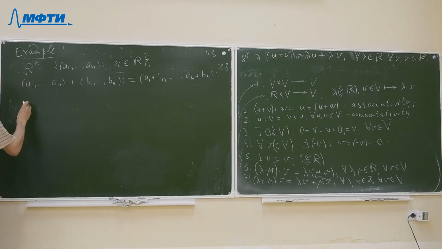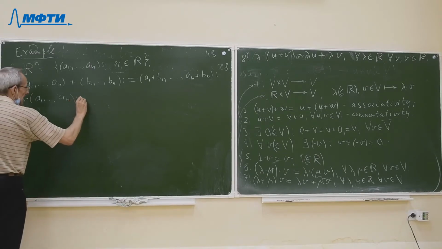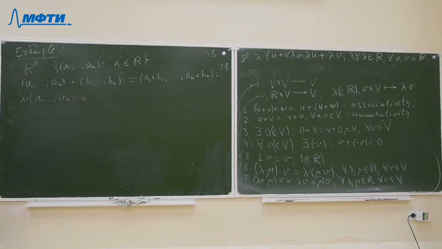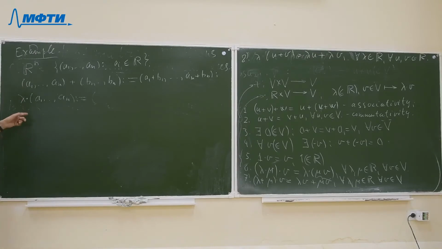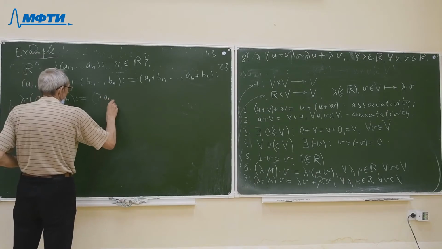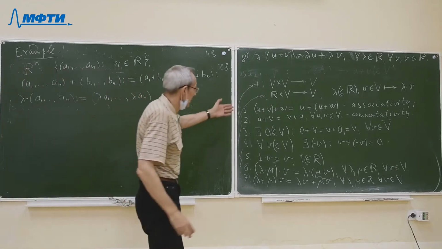And the second operation: if you have some real number lambda and an n-tuple, an element of the arithmetical vector space, a1 and so on an, the product of lambda and this n-tuple is by definition an n-tuple where any element is a product of the scalar lambda and the corresponding element of this n-tuple: lambda a1 and so on lambda an. Easy to check these axioms.